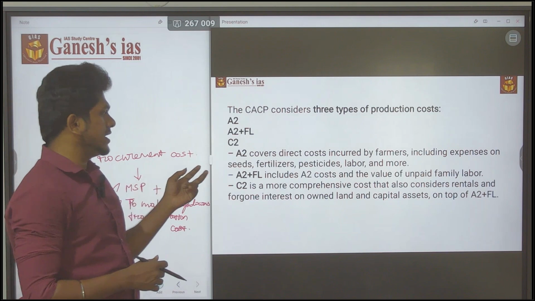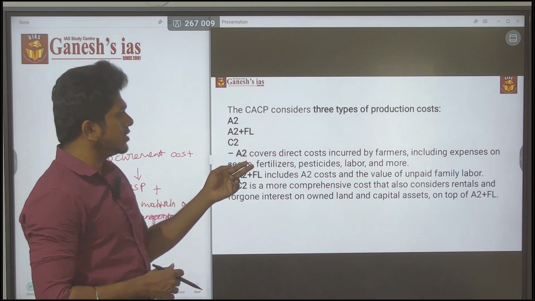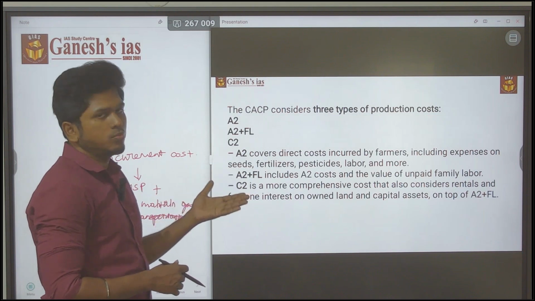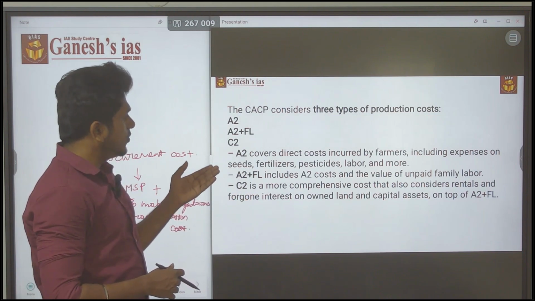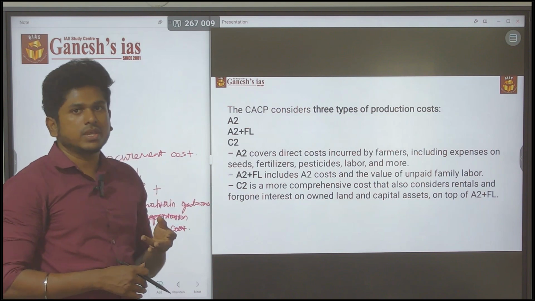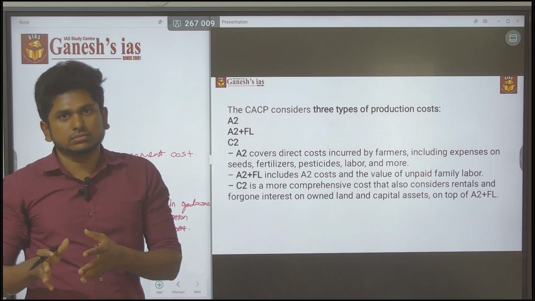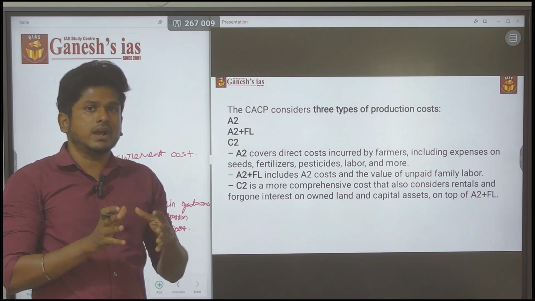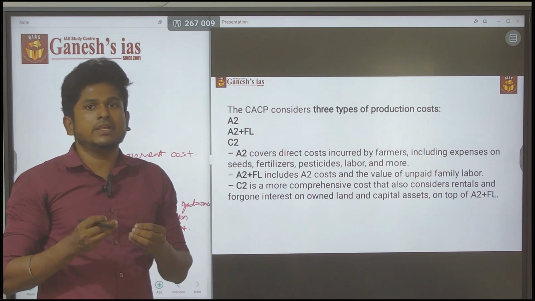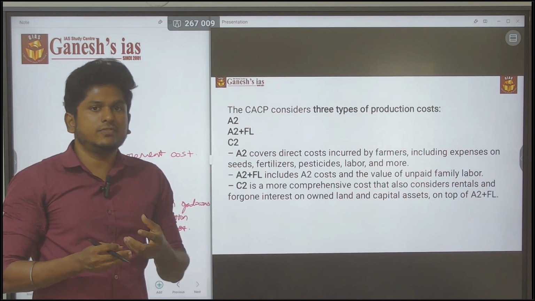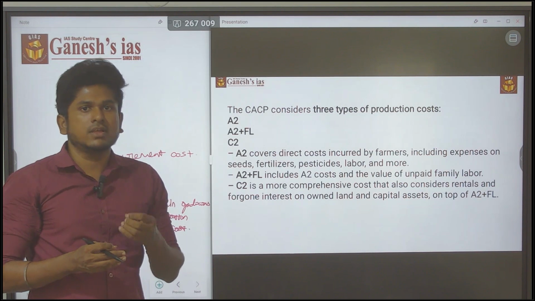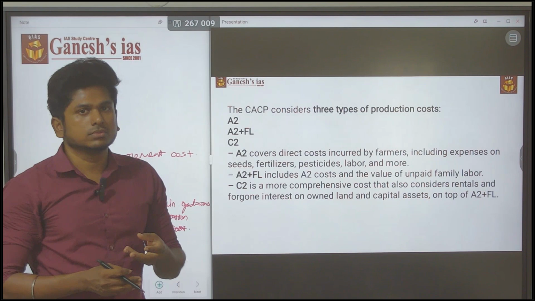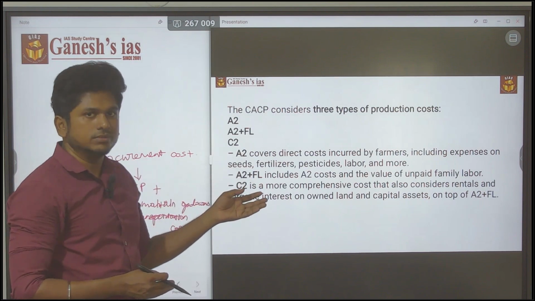First of all, what is A2? A2 is the direct cost incurred by the farmer, including the expenses on seeds, fertilizer, pesticides, labor and more. And FL means the family laborer. They are doing unpaid work. If they went to work in any other field, they would get certain pay, but in their own field they do all the activities without pay. So the government has to provide that also. That is called A2 plus FL.